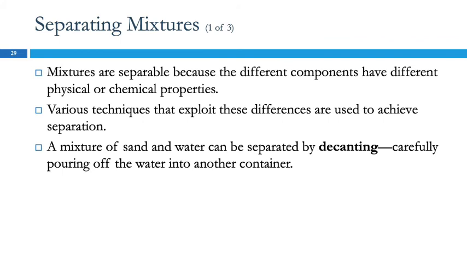Another thing you can do is what's called decanting. And we'll talk more about that in lab. That's where you take the glass of sandy water and you let it settle, and then you just carefully pour the water off. And so you can get the water off by itself. Now there's still going to be some water in the sand, but you've largely separated that, right?